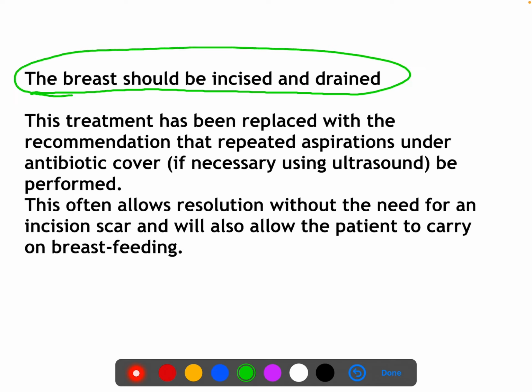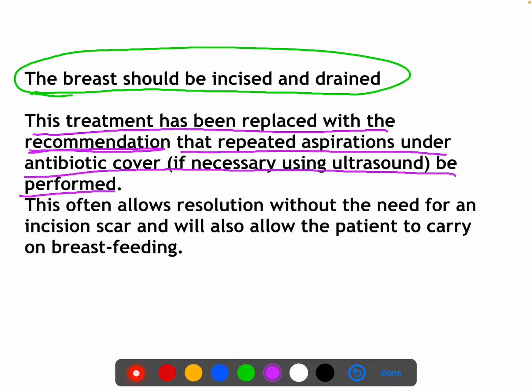لازم نفتح الابسس بالسكين، والابسس discharge removed and drained. This treatment has now been replaced with the recommendation that repeated aspiration under antibiotic cover, if necessary using ultrasound, be performed. يعني المانجمنت الأساسية هو incision of the breast، ومكان الأكثر soft نسوي له incision ونسوي درينج للأبسس. but وجدوا إنه اكو مانجمنت ثاني اللي هو aspiration، إما without ultrasound أو مرات under ultrasound guide if it is deep.